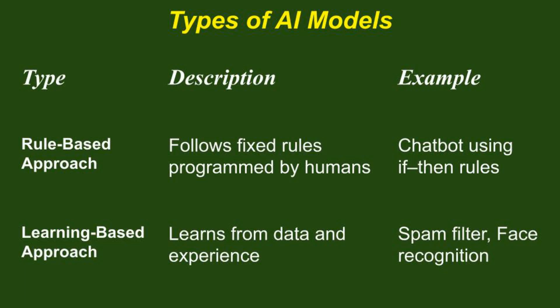The second type is the learning-based approach. Here, the system doesn't rely only on rules. Instead, it learns patterns from data. For example, a spam filter learns which emails are spam by analyzing thousands of messages. So, rule-based AI depends on human-defined logic, while learning-based AI depends on data and experience.